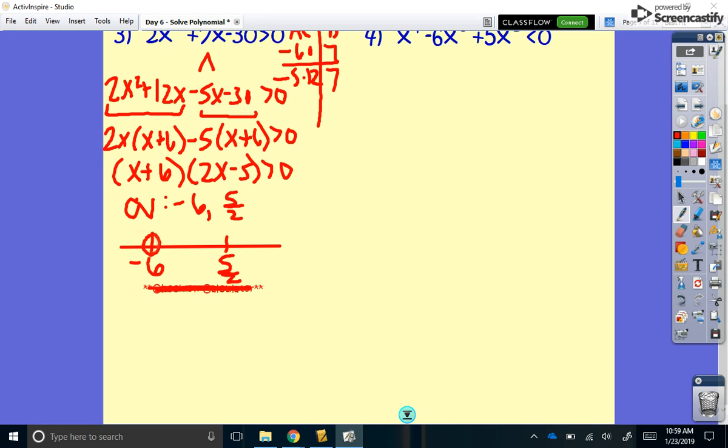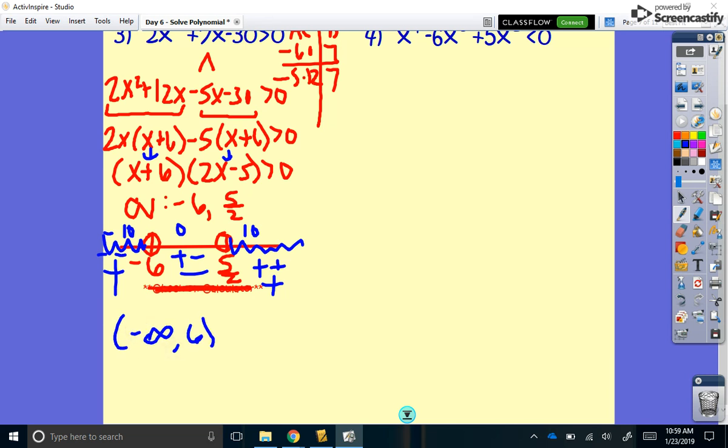So I need open circles because it's just greater than. And then I'm going to choose negative 10, 0, and 10. So if I plug in negative 10 here, I get a negative. Here I get a negative, so that's positive. 0 will be positive and negative, which is negative. 10 will be positive, positive, which is positive. It says greater than 0, so I'm going to shade where I have positives. My answer is negative infinity to negative 6, union 5/2 to infinity.